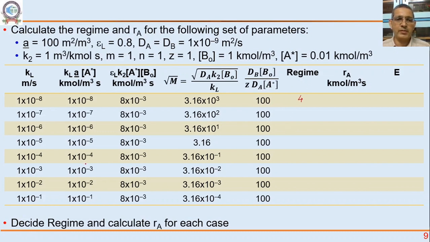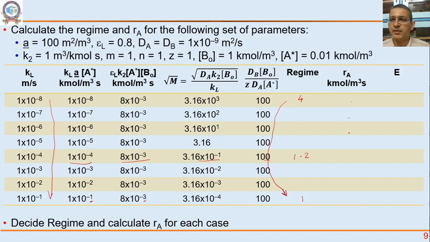Look at this case. kLa, epsilon L k2 B naught are comparable. Root M is less than 1. This is between 1 and 2. Look at the last case. kLa is very high. Rate is very low. Intrinsic epsilon L k2 B naught is very less. Regime 1. So as I increase mass transfer, we go from regime 4 to regime 1.